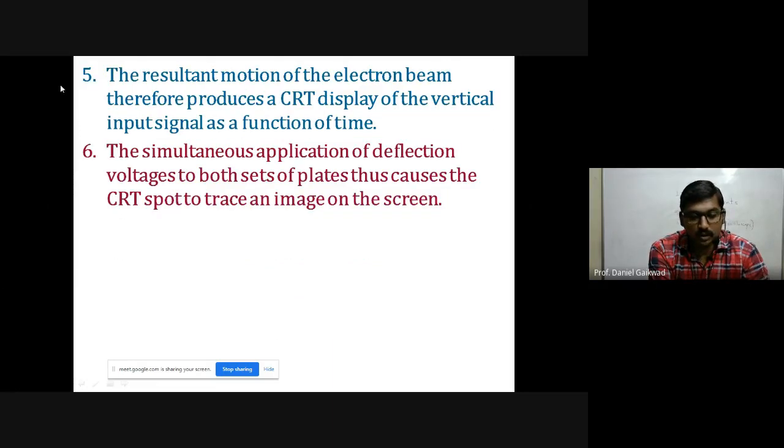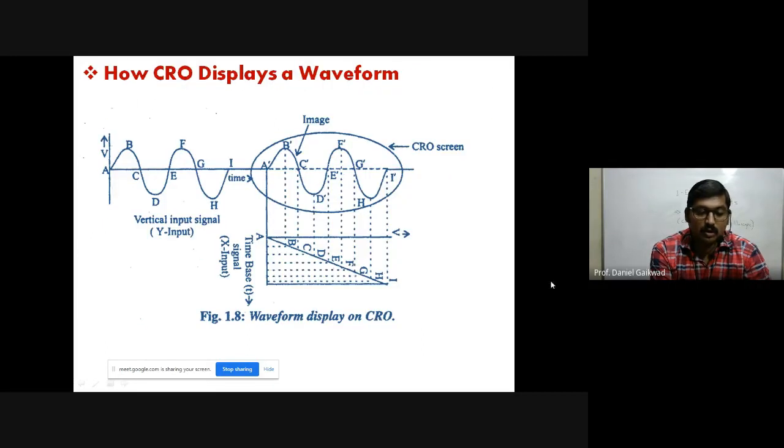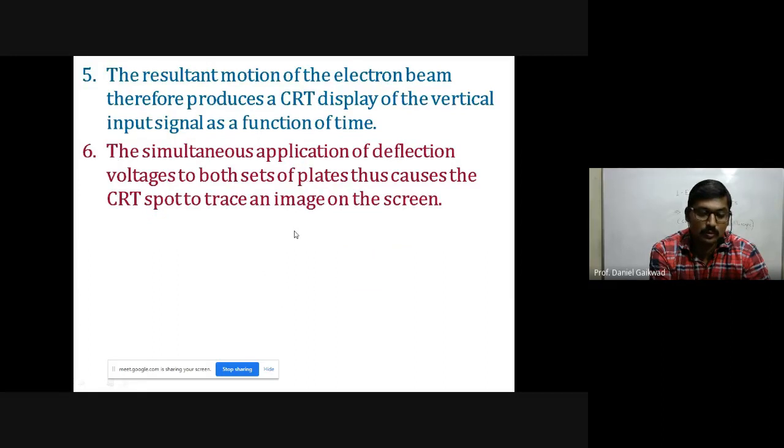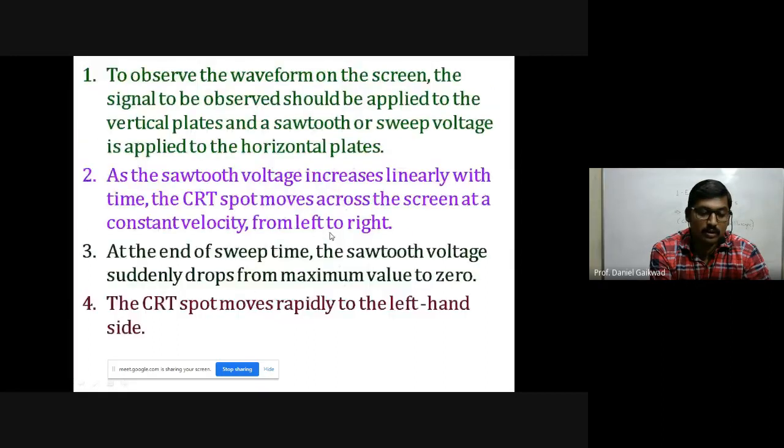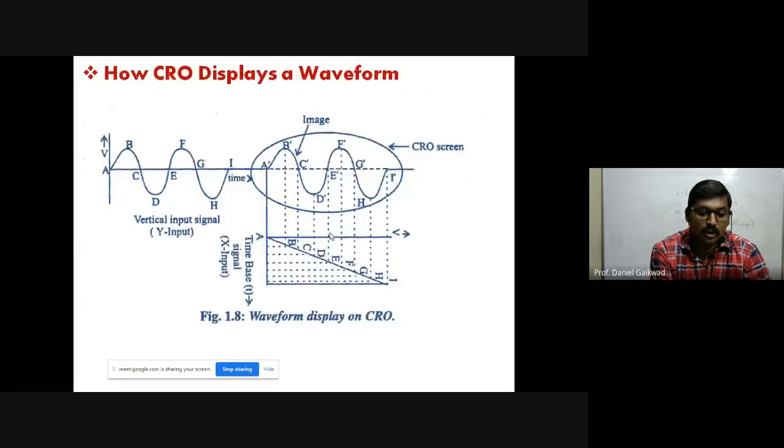Number five: the resultant motion of the electron beam produces a CRT display of the vertical input signal as a function of time. The simultaneous application of deflection voltage to both sets of plates thus causes the CRT spot to retrace an image on the screen. So it will continuously retrace the image of the input signal on the screen. In this way the signal will be displayed on the CRO. So there are 6 points, and we have to write down those 6 points in the examination for how a CRO displays a waveform.